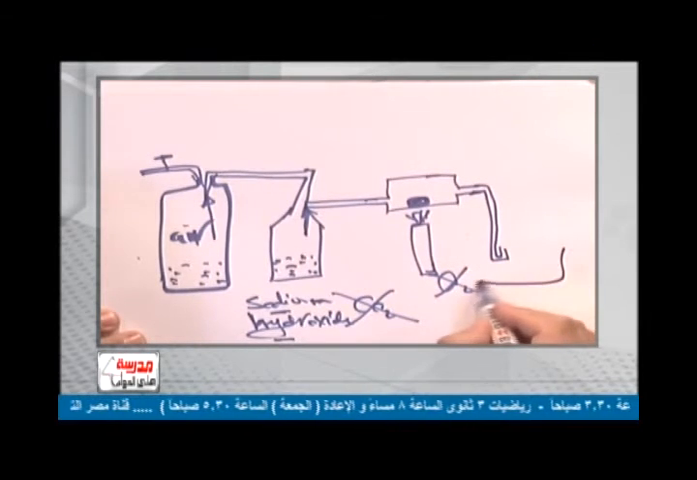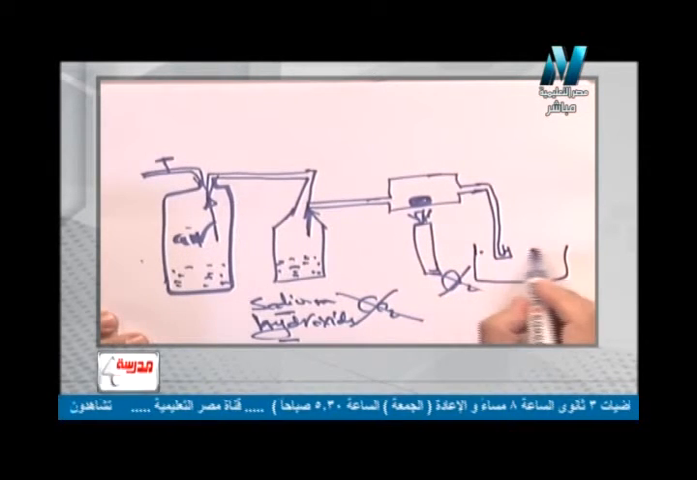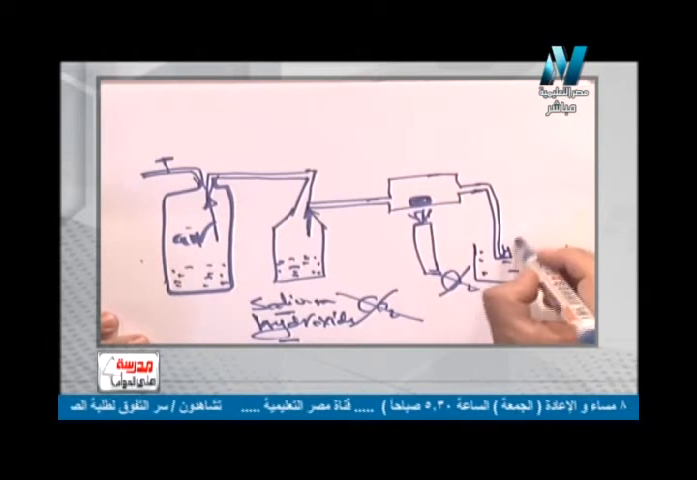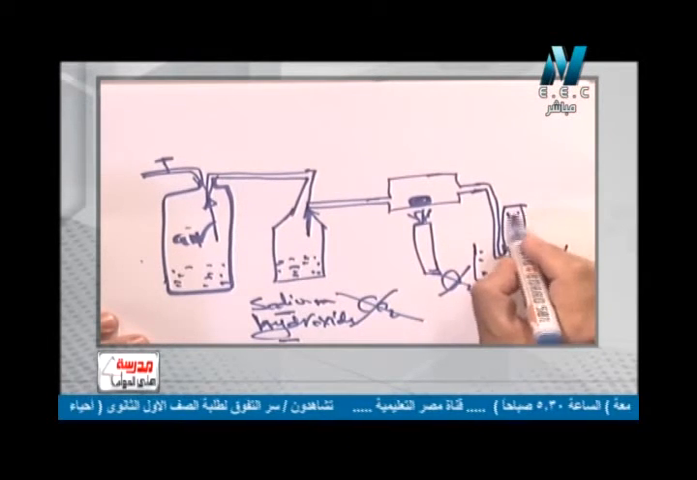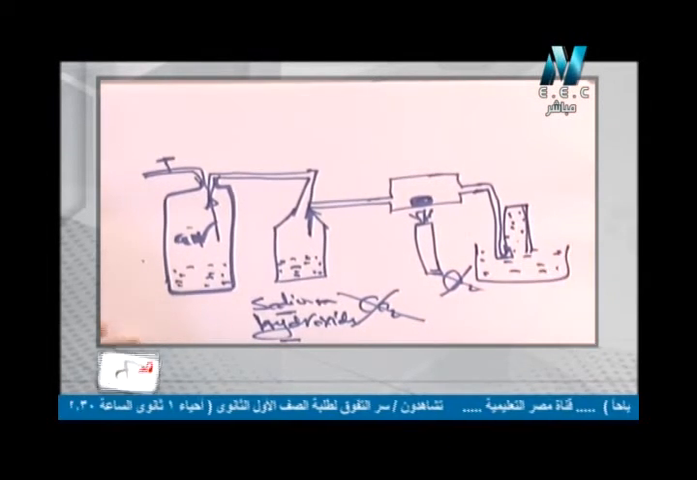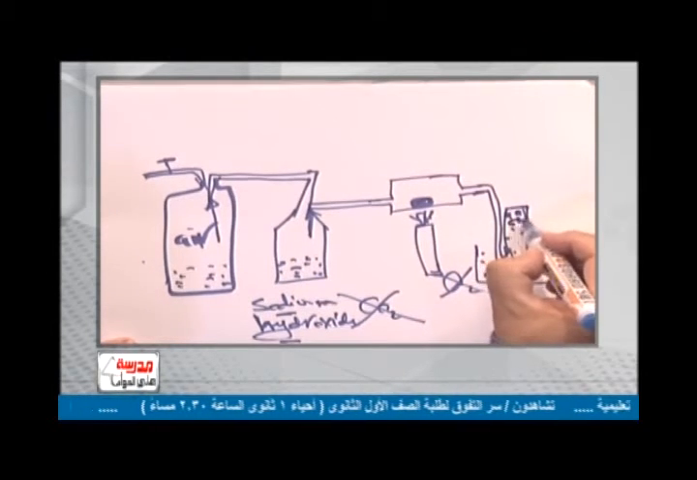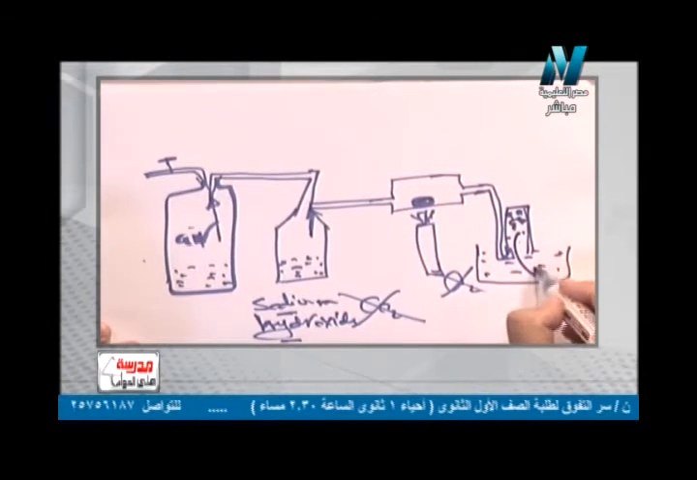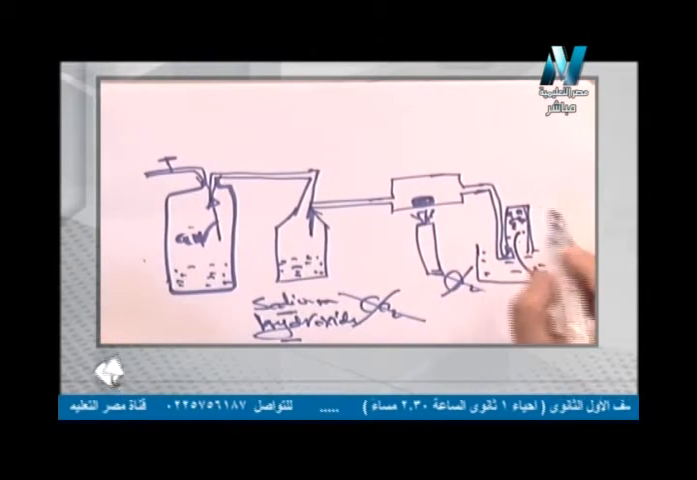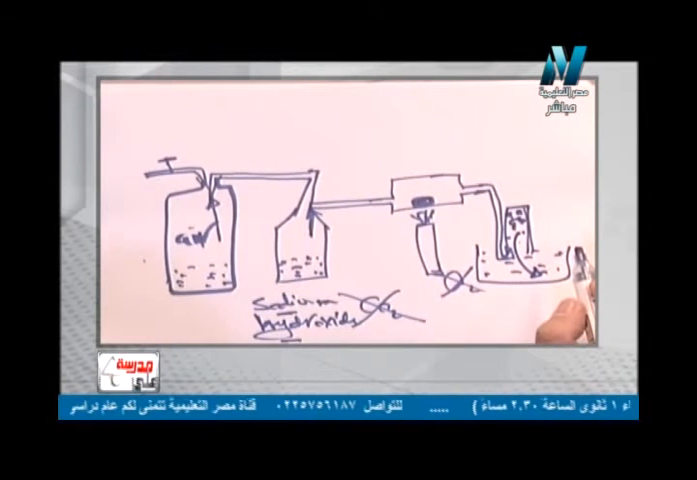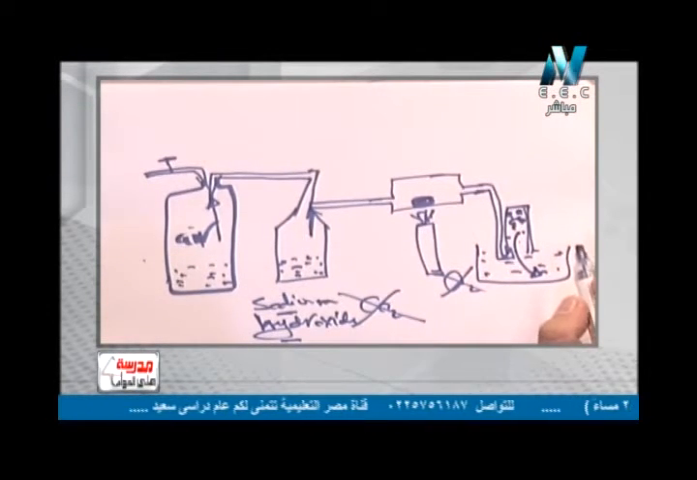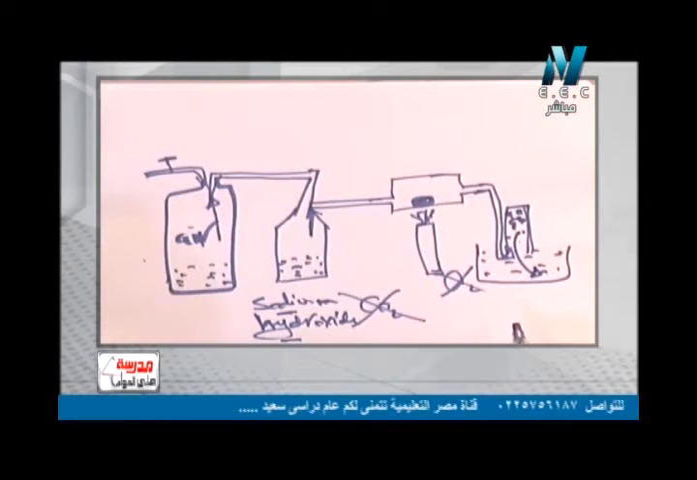Look here, I will have a basin of water and also an inverted test tube. What happens here? Nitrogen gas will go up and will replace the water downward, which is downward displacement of water. So now I will prepare nitrogen gas.